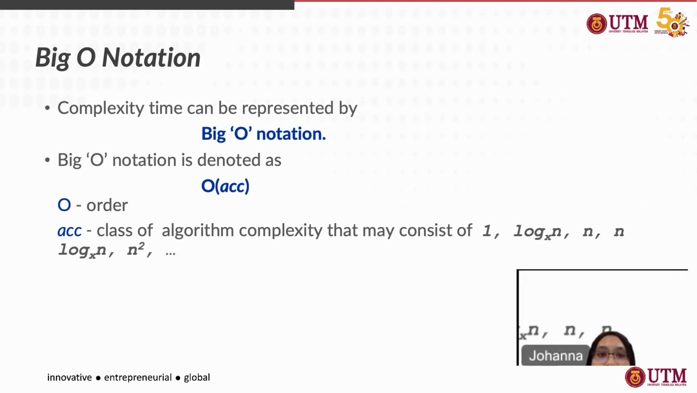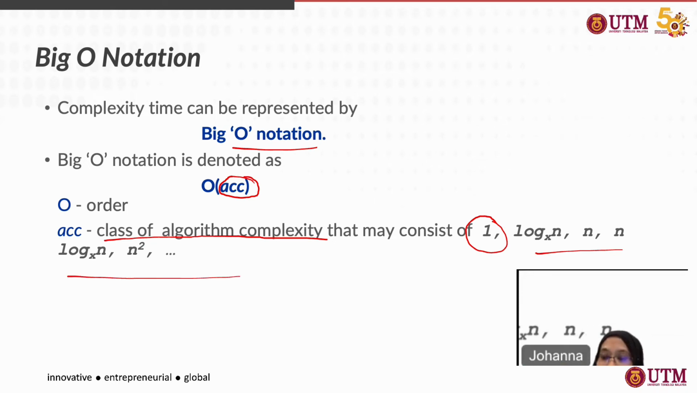So the time complexity can be represented by the big O notation, okay. The big O notation should be written like this. This is O, and this ACC is referring to the class of the algorithm complexity, meaning this is the class complexity. We have a few complexity classes, and it starts from 1 and so on.